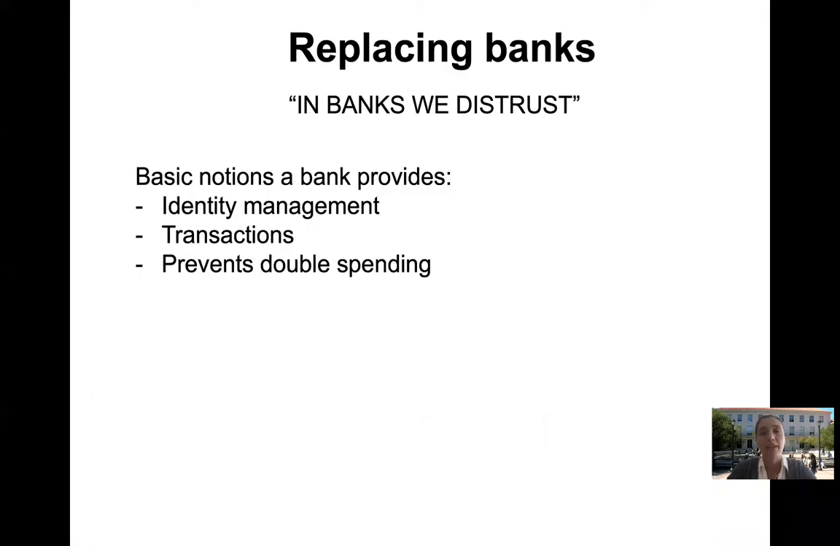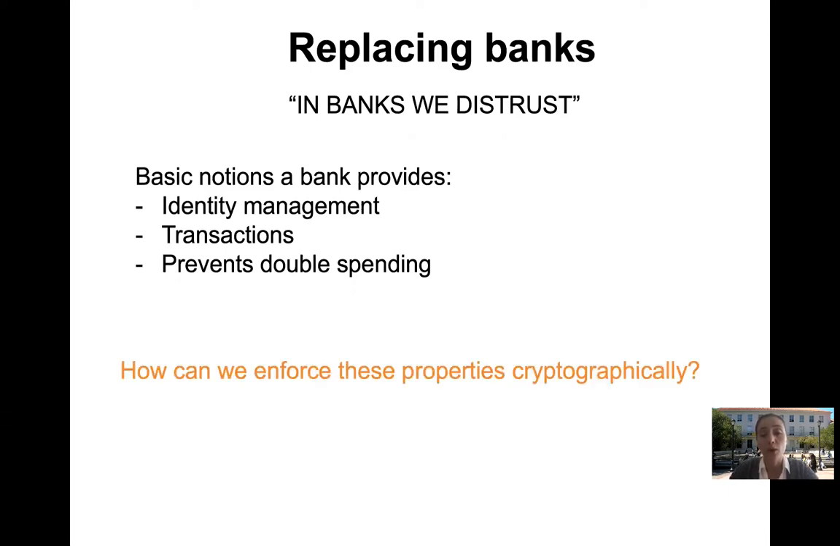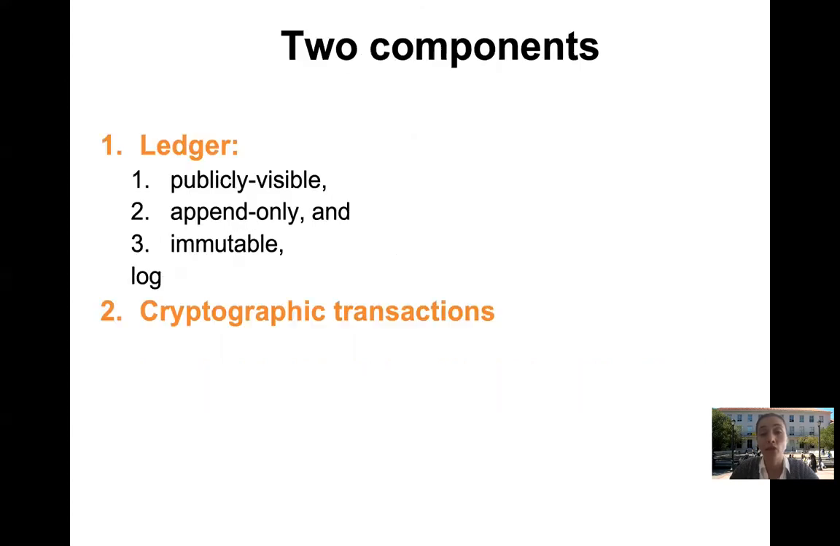All right, so in order to design the technical protocol, and to replace the banks, we need to replace the mechanisms that banks provide to us in a different way using cryptography. Okay, so we can no longer trust any one organization, so we have to trust math and cryptography. So a bank provides to us identity management, transactions, and prevents double spending. So we will have to provide equivalents of these using cryptography. So the question is, how can we enforce these properties using cryptography?